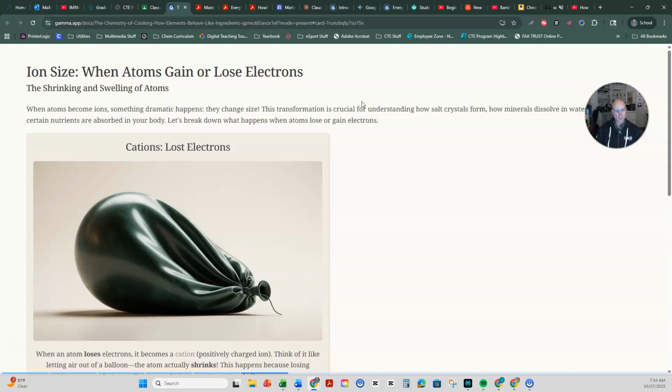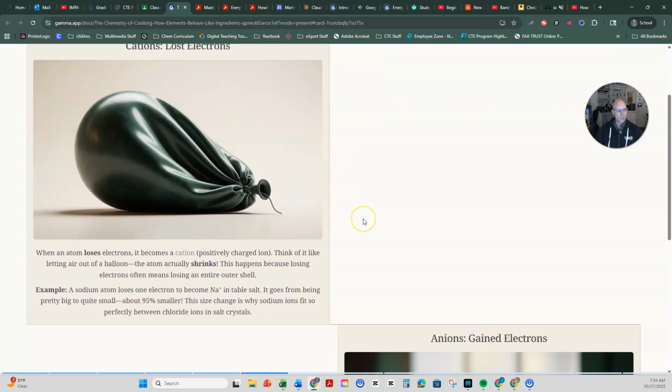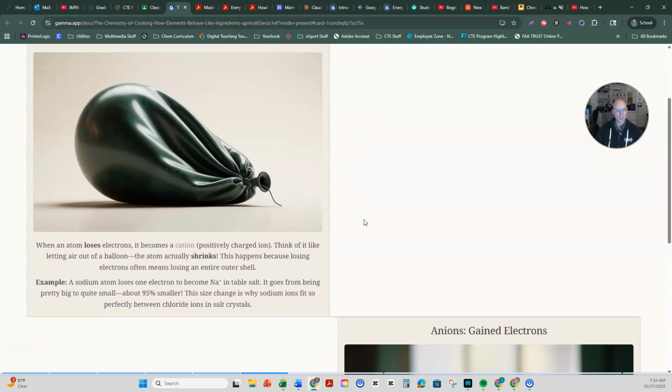Cations are lost electrons. When an atom loses electrons, it becomes a cation, a positively charged ion. Think of it like letting air out of a balloon. The atom actually shrinks. This happens because losing electrons often means losing an entire outer shell. Example: a sodium atom loses 1 electron to become Na+ in table salt. It goes from being pretty big to quite small, about 95% smaller. This size change is why sodium ions fit so perfectly between chloride ions in salt crystals.